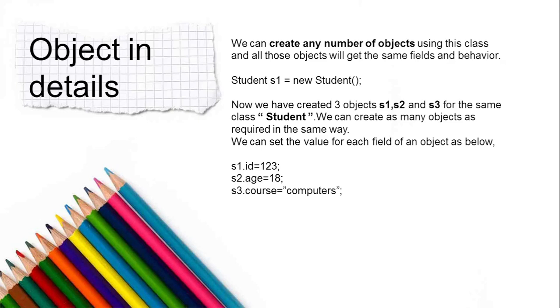We can set the values. See how we are setting the values at the bottom. See here in these three lines, look at my cursor. S1.id: we are giving the value of ID in the object S1. Now we are storing the ID 13. In S2 we are giving the age equal to 18. And in S3 we are giving the course equal to computers. So in this way we are assigning the values.